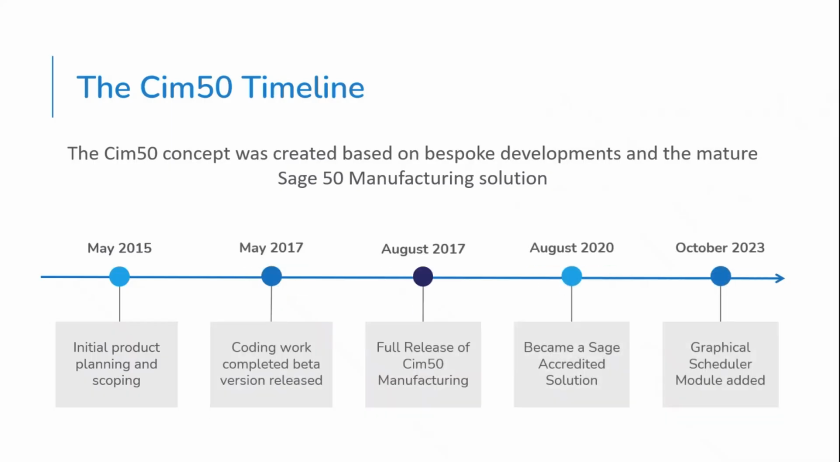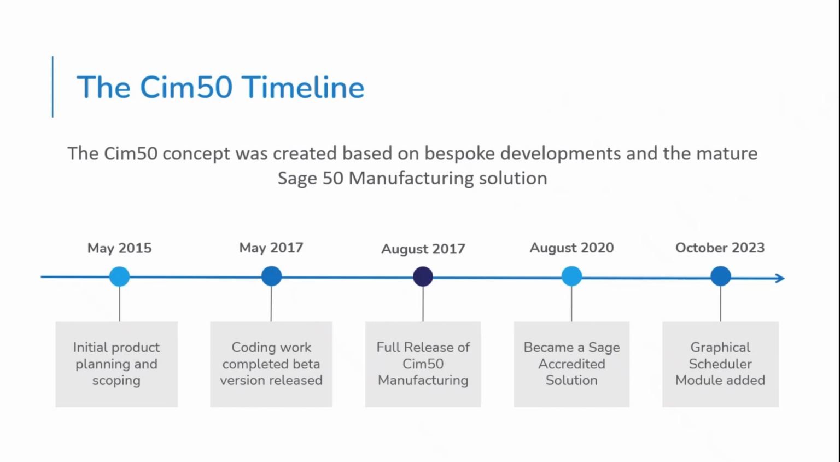So a bit of a timeline of Cim50. For those that don't know, we've been involved with Sage 50 Manufacturing since before it was a Sage product, and we built a business on Sage 50 Manufacturing. But in 2015, we sat down as a business and started to scope out our own solution. We could see that Sage 50 Manufacturing wasn't really being developed, and we'd developed a number of bespoke solutions. Sage 50 Manufacturing was a great product, but it was mature and it did need a refresh. So we felt that we would take on that task.